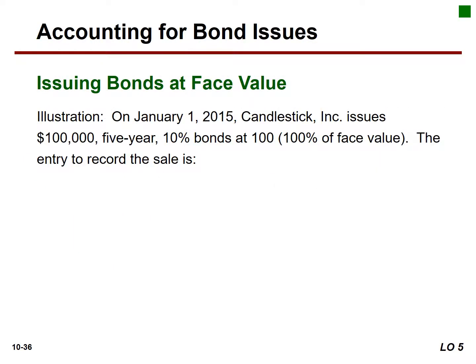All right, let's look at some journal entries that a company would make as it issues bonds. In this instance, on January the 1st, we're issuing $100,000, 5-year bonds with a contractual interest rate of 10%. We're issuing those at 100, or 100% of face value. This means that the contractual interest rate is equal to the market interest rate as we're issuing them. So we're going to debit cash because we're going to be receiving $100,000 from the bondholders. And we're going to credit bonds payable, this long-term liability account, for $100,000.